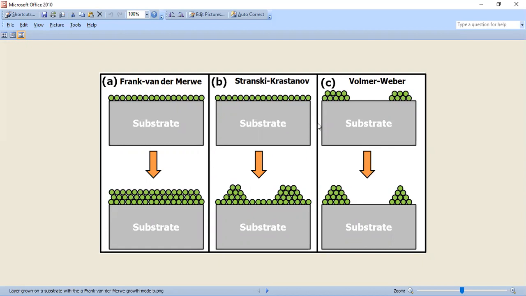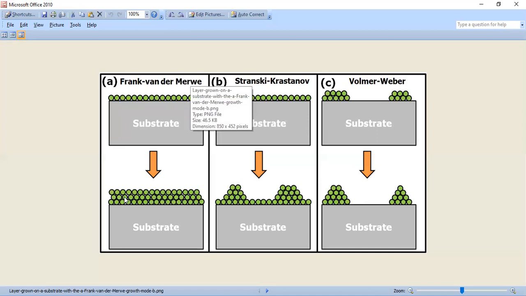So here, three types of growth of thin films have happened. One is called Frank van der Merwe growth. The other one is Stranski-Krastanov growth. And the third one is Volmer-Weber growth. So what happens in the Frank van der Merwe growth? We get a uniform thin film.